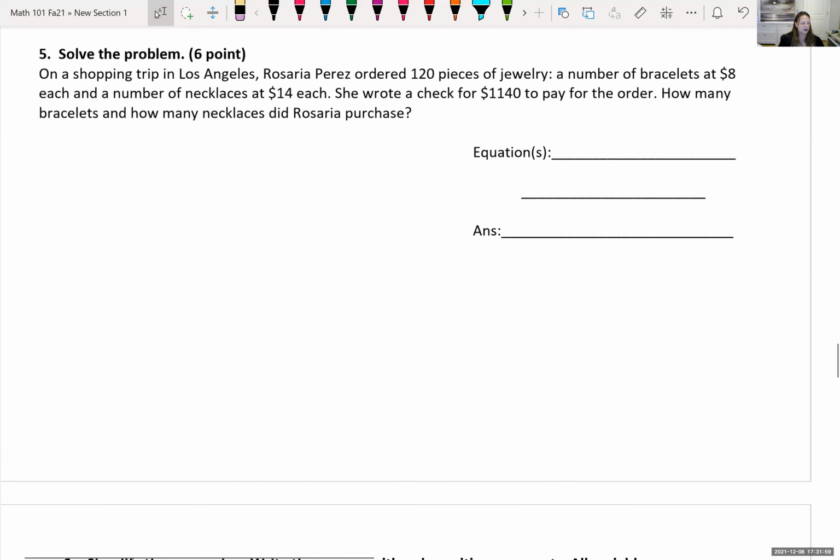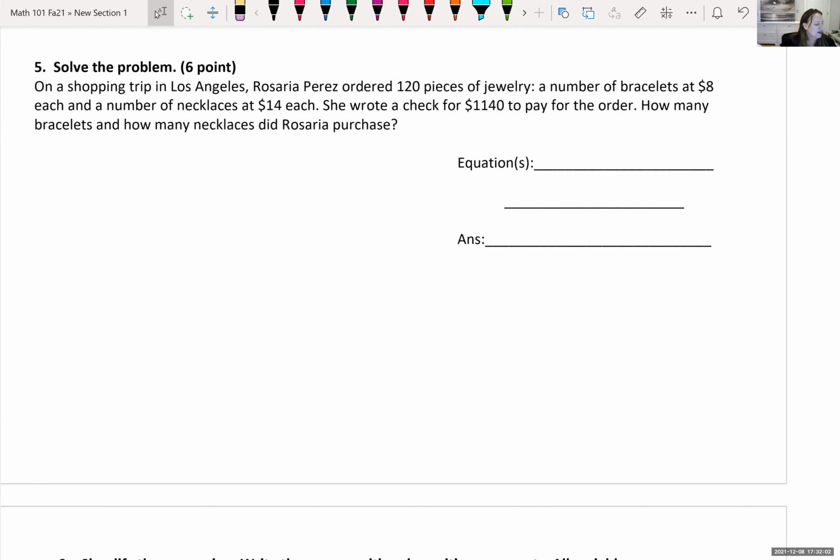Okay, so just because we're running out of time, we're going to skip around. So the next problem that you guys are trying is the word problem. It says, on a shopping trip in Los Angeles, Rosaria Perez ordered 120 pieces of jewelry, a number of bracelets at $8 each, and a number of necklaces at $14 each. She wrote a check for $1,140 to pay for the order. How many bracelets and how many necklaces did Rosaria purchase?